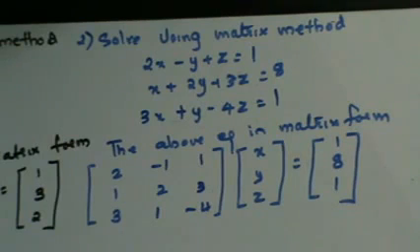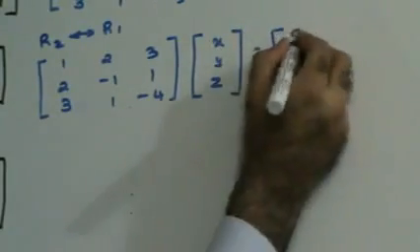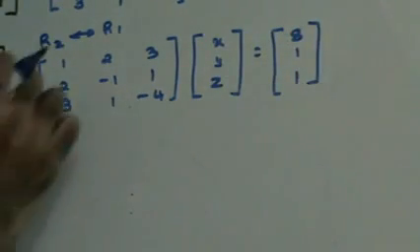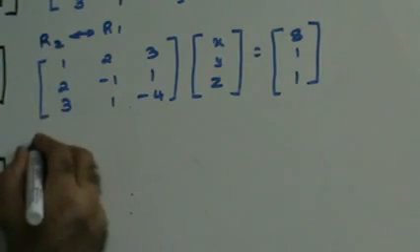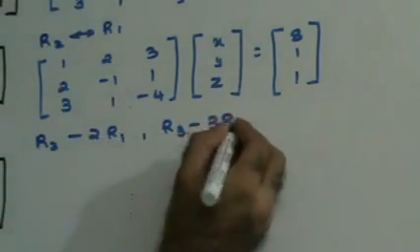Fine. Now, once this is done, I need to have the number in the first position as 1. How do I get the number in the first position as 1? Interchange R2 and R1. If I interchange R2 and R1, I'll get 1, 2, 3, 2, minus 1, 1, 3, 1, minus 4, times X, Y, Z. I'm interchanging R2 and R1. Right? Now once I have done this, I need to make the number in the second and the third position as 0. So this is going to be R2 minus 2R1 and R3 minus 3R1.